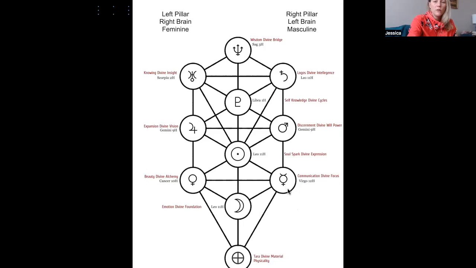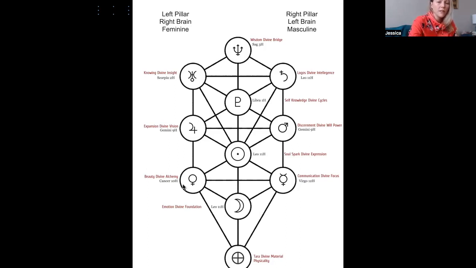So then it moves down into Mercury, which is communication and divine focus. I didn't really like the description of mind here. I prefer focus, but it is connected. Mercury is connected to thought and how we process thought, but even more specifically, how we're processing thought allows us to have a really strong focus or a lack thereof. And that's really important to note.